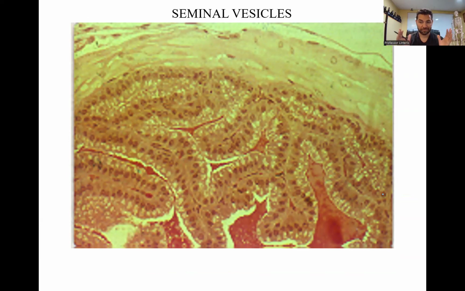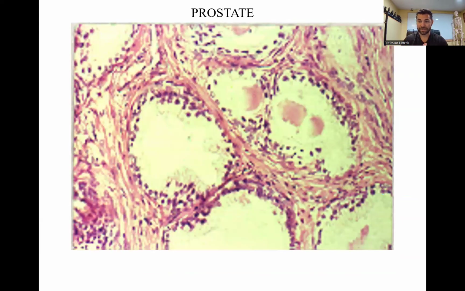This one's easy. Seminal vesicles, recognize it, right? Prostate, recognize it, right? It has these big kind of sacs, if you will, or spaces. These are called alveoli, but whatever. And you're going to have some prostatic fluid inside there.